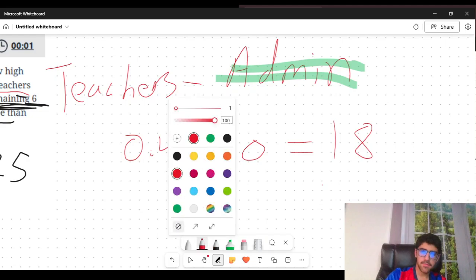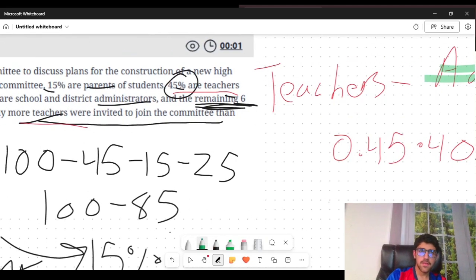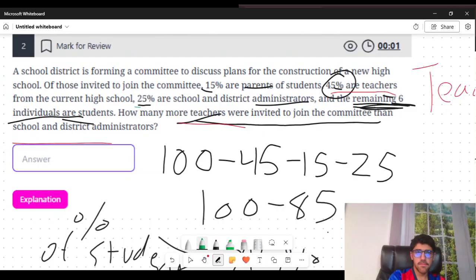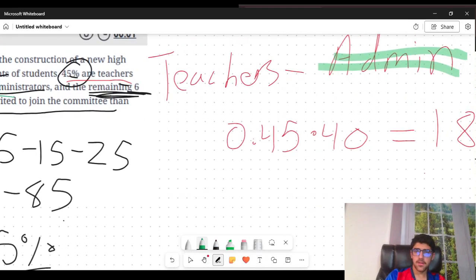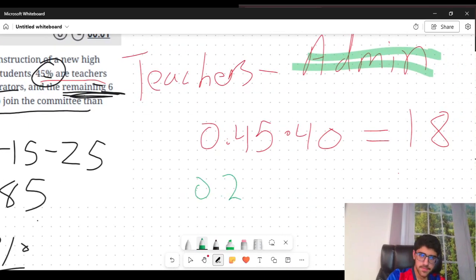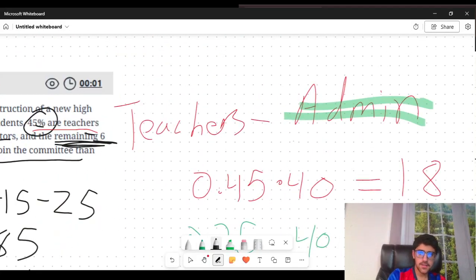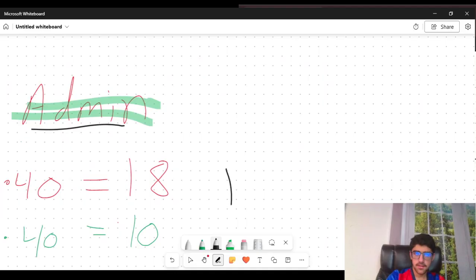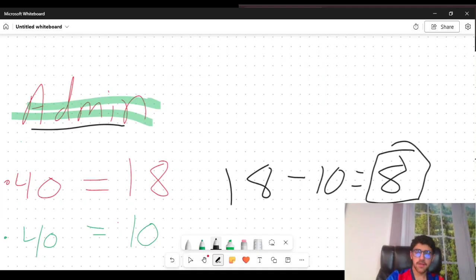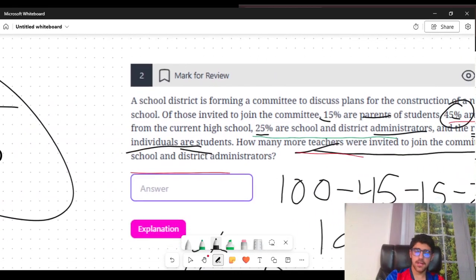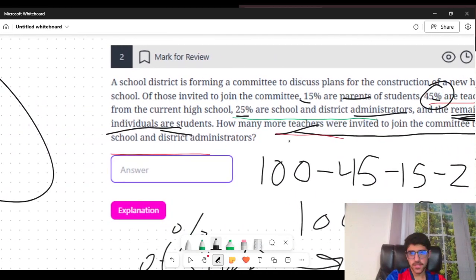And then the number of admin. 25% are admin. So you put 0.25 times 40 equals 10. Then you just do teachers minus admin. So 18 teachers minus the 10 admin. There were 8 more teachers compared to admin, and it's a short answer question, so you just type 8 and press enter. And that is it.